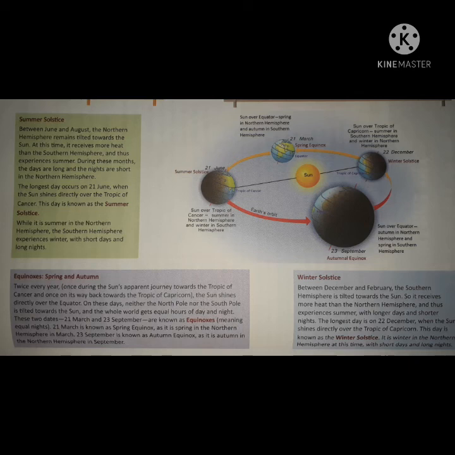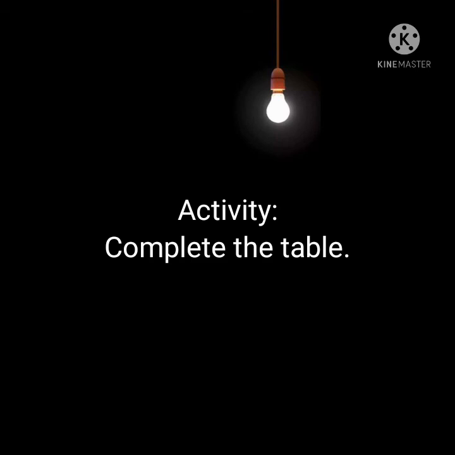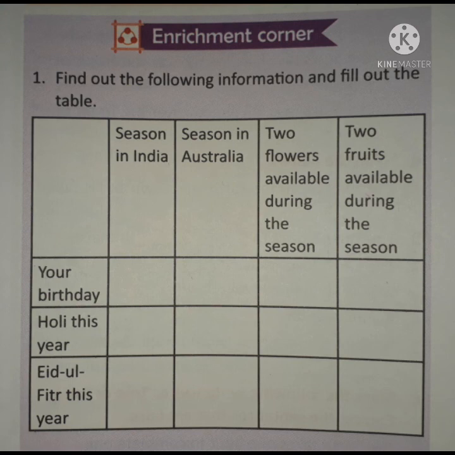21st March is known as spring equinox, as it is spring in the northern hemisphere in March, and 23rd September is known as autumn equinox, as it is autumn in the northern hemisphere in September. So students, we have read about summer solstice, winter solstice and equinoxes. I hope that you have understood the same.